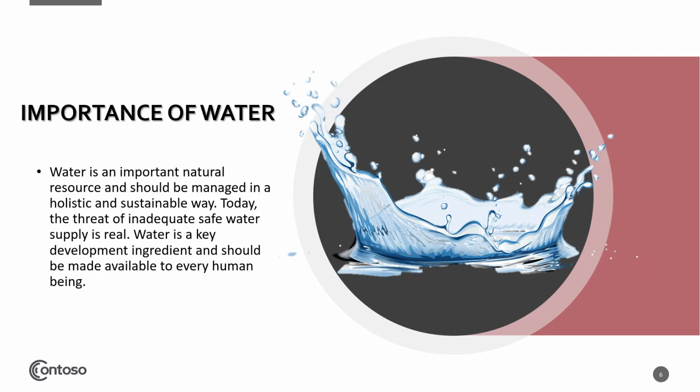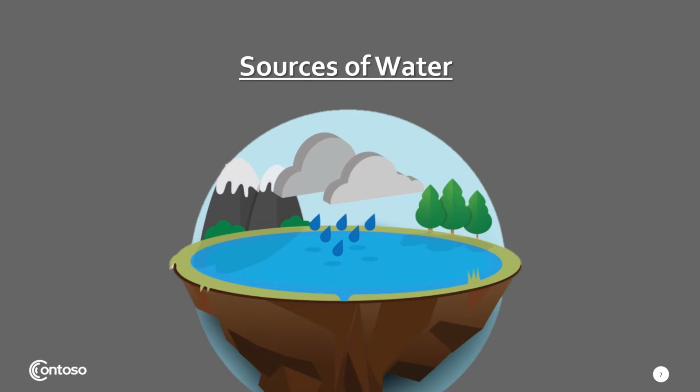Next one, the importance of water as a part of water system. Water is an important natural resource and should be managed in a holistic and sustainable way. Today, the threat of inadequate safe water supply is real. Water is a key development ingredient and should be made available to every human being. Water is called a life-giving liquid because without water, there would be no life on Earth. Just like the other living organisms, we also need to consume water to survive. We need water for many other activities such as cleaning, washing, cooking, and irrigation. There are two types of sources of water.